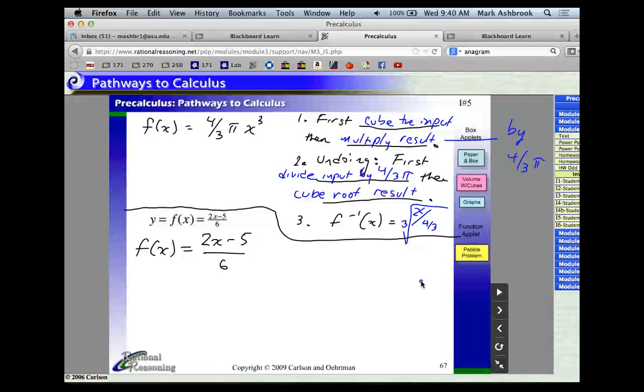Okay, so I put the solution up to number 1. First thing it tells you to do is to cube the input. Then, second thing, take that result and multiply it by 4/3 pi. So if we're going to undo that, we would first divide by 4/3 pi, and then take that result and cube root it. So there it is. You take the input, first divide by 4/3 pi, and then cube root it.